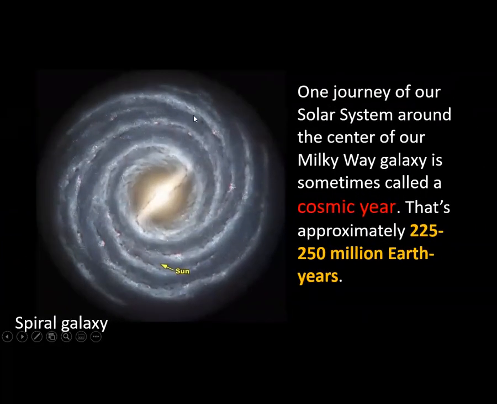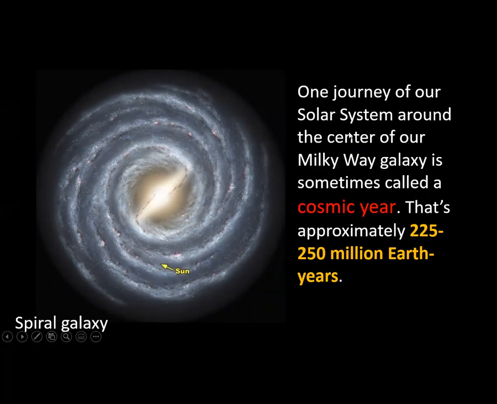This is an artist's representation of our Milky Way galaxy. Our Milky Way galaxy is an example of a spiral galaxy. In one of the arms of the Milky Way galaxy is our solar system. Our sun is located in one of its outer arms.